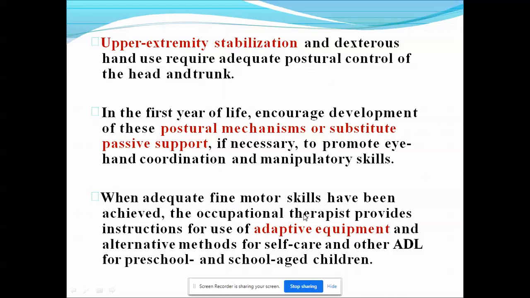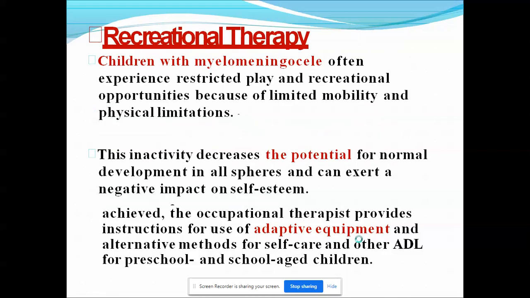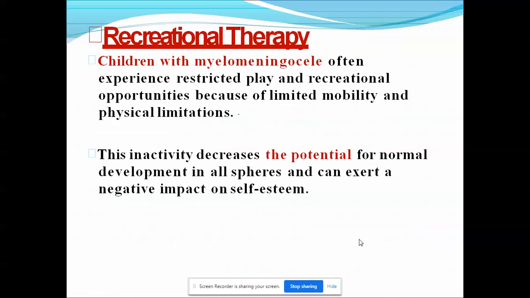When adequate fine motor skills have been achieved, the occupational therapist provides instruction for the use of adaptive equipment. Recreational therapy also can be given, okay. So they are having the mobility restraint and physical limitation. So with their physical limitation, whatever activity they can do, that can be given to the patient.